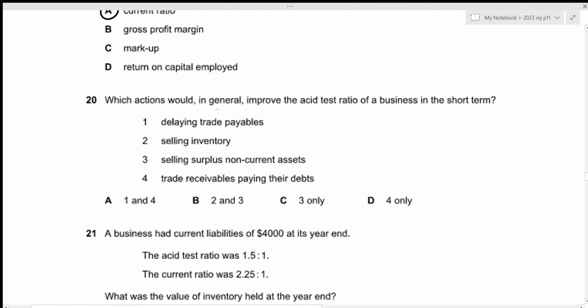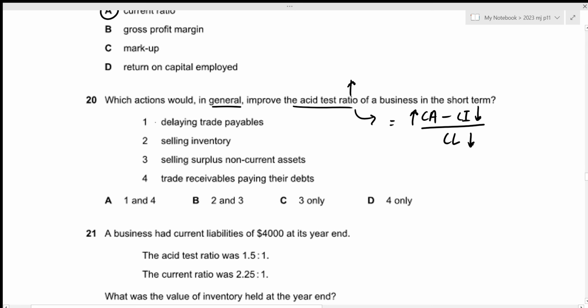Which actions would in general improve the acid test ratio of a business in the short term? So the formula for the acid test ratio is current assets minus closing inventory divided by current liabilities. So for our acid test ratio to improve, we require the current assets to increase, or the closing inventory to decrease, or the current liabilities to decrease. So we're looking for these three things.